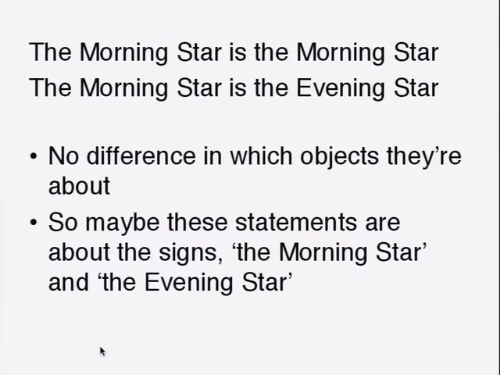So take "the morning star is the morning star." You've got a tag here for this planet, Venus, a tag here for Venus, another tag here for Venus, and another tag here for Venus. What's the difference between these two? You just replace one tag for Venus with another tag for Venus, so there's no difference in what objects you're talking about. So how can it be that those two sentences say different things?